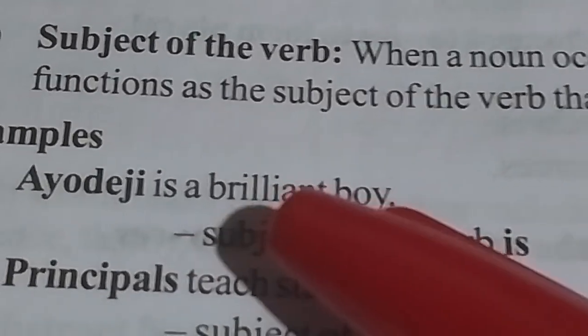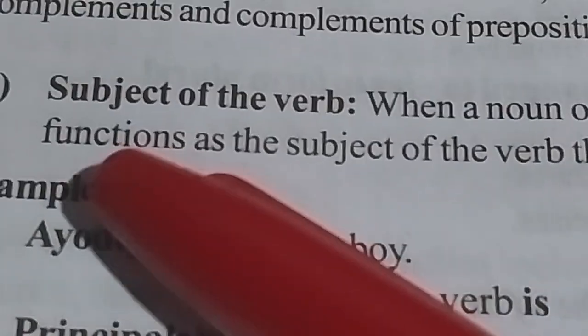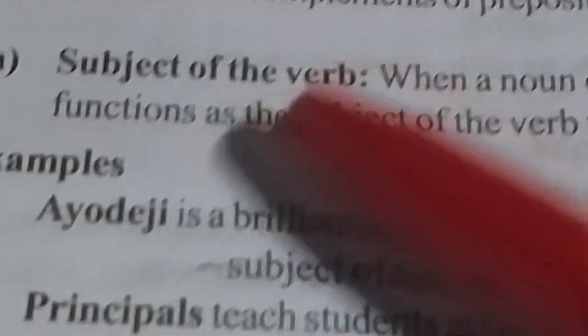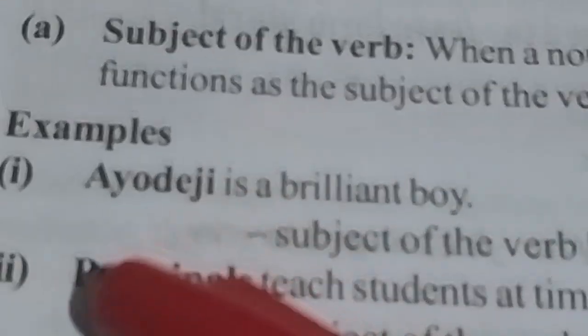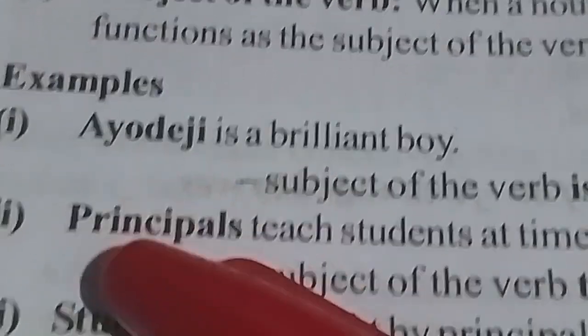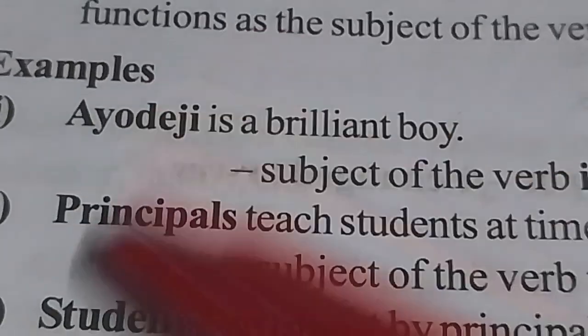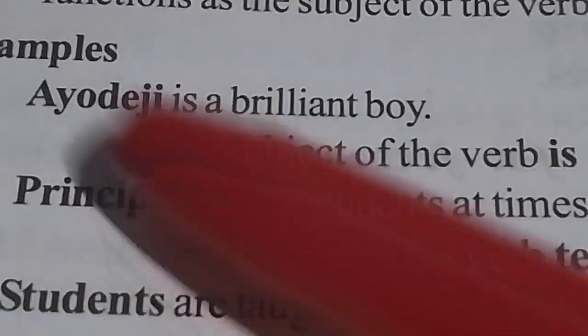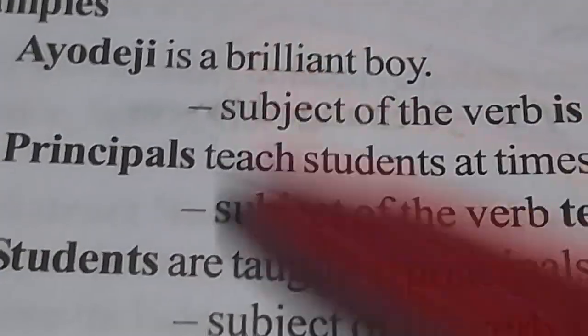Let me say again. Subjects of verb or verbs. Subjects of verbs are these subjects. They are subjects of these verbs here. They function as subjects of the verbs.